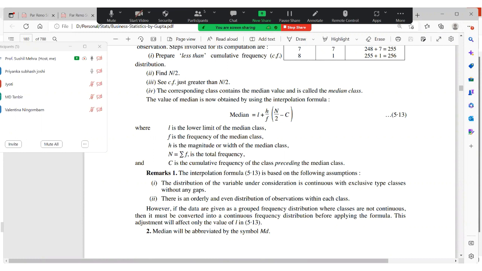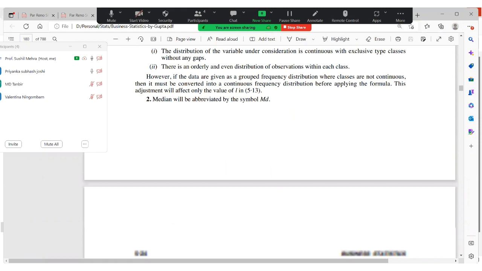L is the lower limit of the median class. H is the class size of the median class. F is the frequency of the median class. N is the total frequency, and C is the cumulative frequency preceding the median class, the one before it.